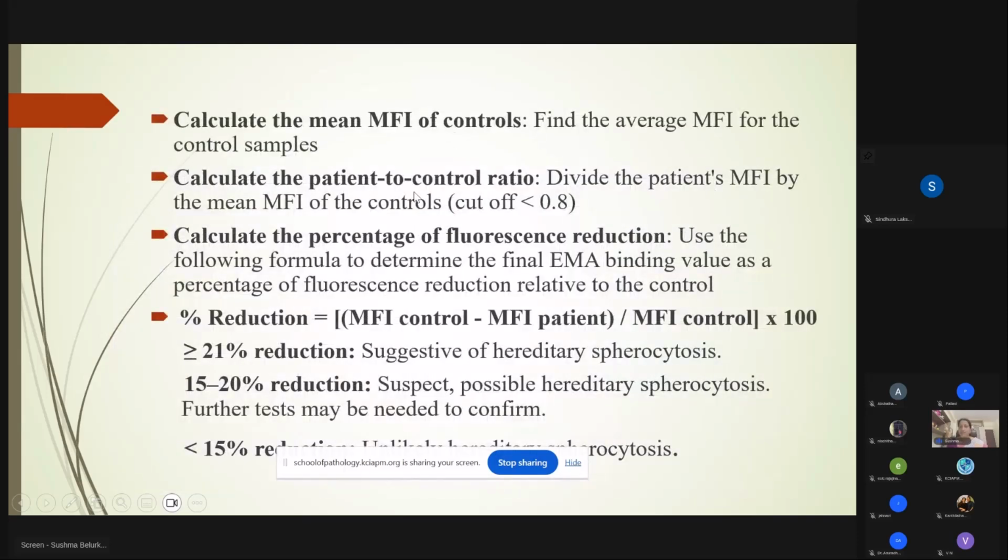So how do we calculate the ratio? There are two methods. One is to calculate the patient to control ratio. You take the mean of all the 5 controls and divide the patient's MFI by the mean MFI of the controls, and the cutoff for hereditary spherocytosis is less than 0.8. Also, we calculate the percentage of fluorescence reduction using this formula: MFI control minus MFI of the patient, divided by MFI control, multiplied by 100. More than 20% reduction suggests hereditary spherocytosis, whereas less than 15% reduction excludes hereditary spherocytosis.